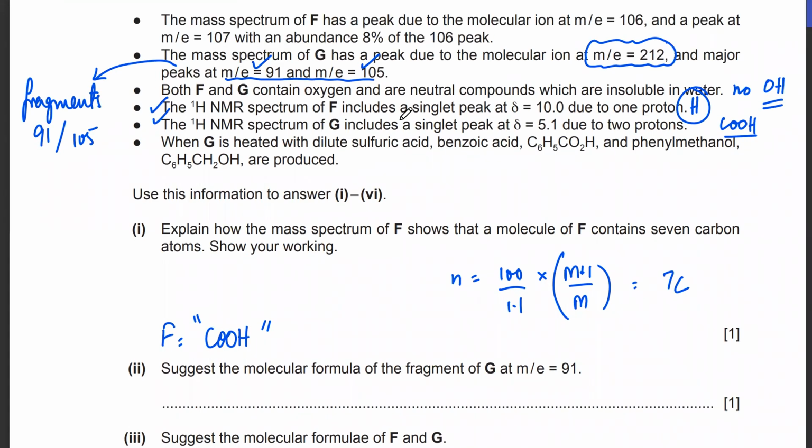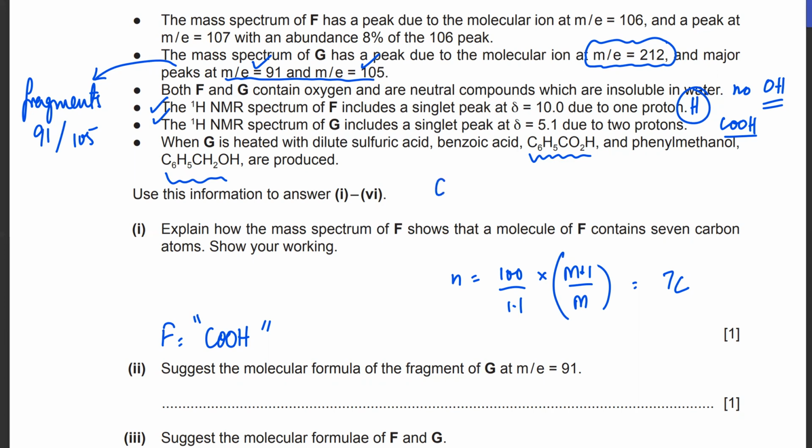And the NMR spectrum of G includes a singlet peak at 5.1 due to 2 protons, which we were actually not able to figure out. And when G is heated with dilute sulfuric acid, benzoic acid and phenyl methanol are produced. Now that kind of gives it away: what could possibly be G? G must be an ester, because dilute sulfuric acid hydrolyzes the molecule. So it must be an ester.